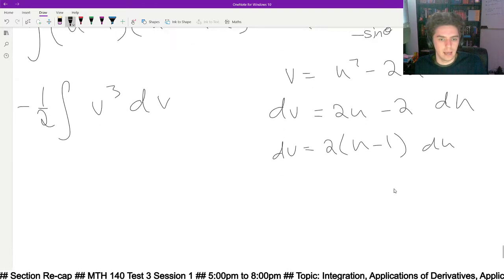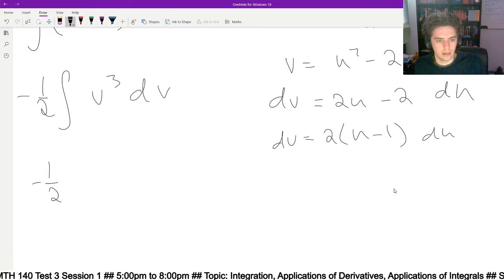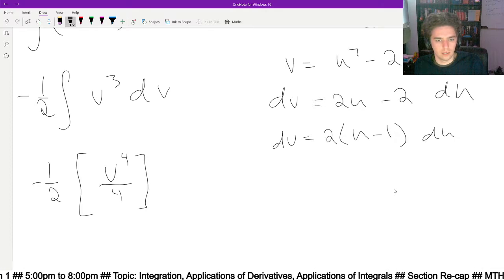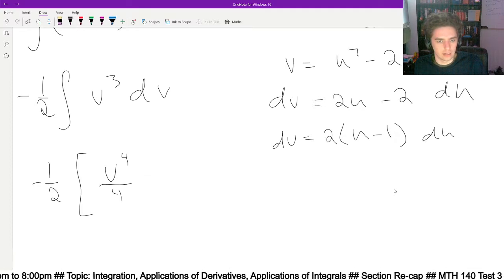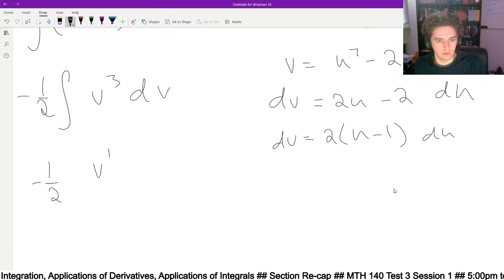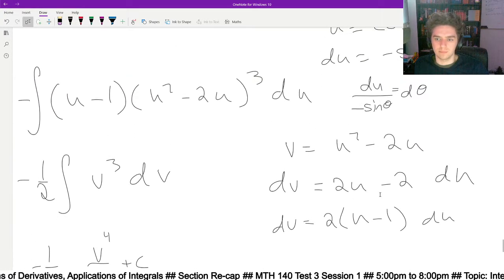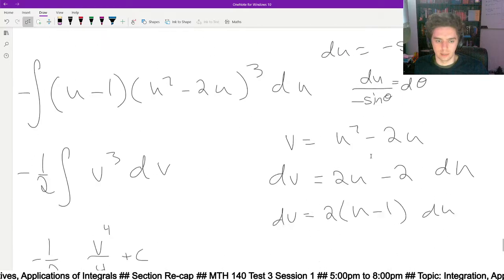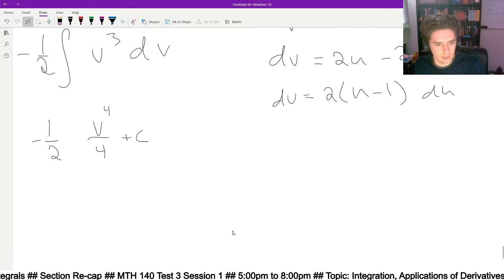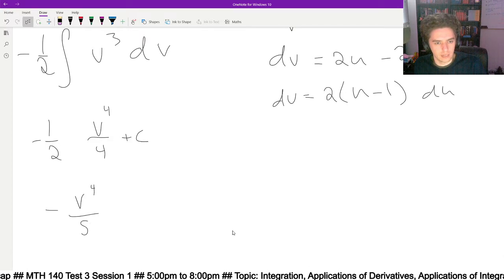Yep. And then we just use our power rule. So negative 1/2 v to the power of 4 over 4. Sorry, I'm writing it like I'm doing a definite integral. So just v to the power of 4 over 4 plus c. And then I'll just sub back in everything. Let me simplify this a little bit. So this will be negative v to the power of 4 over 8 plus c.